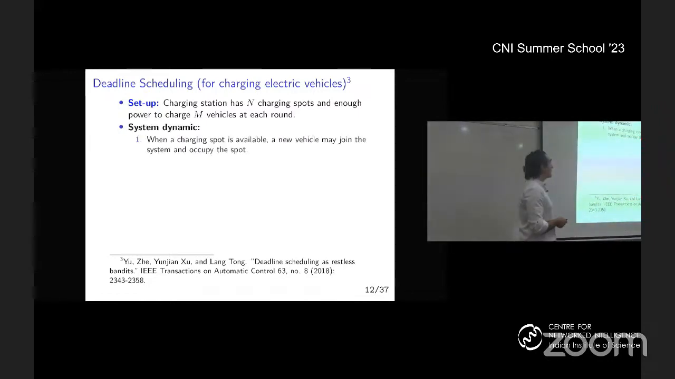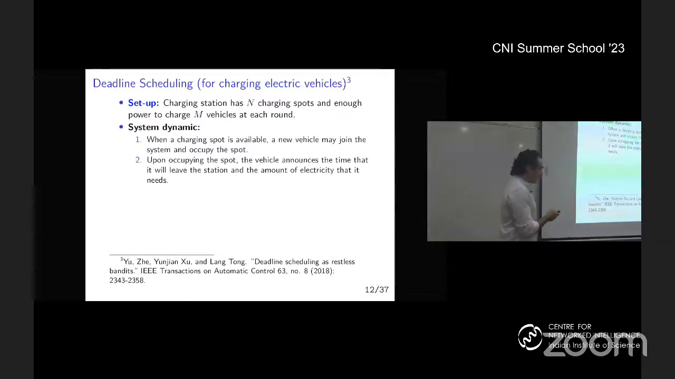So what we will assume is when a charging spot is available, a new vehicle may join the system and occupy the spot, right? I'm not saying that someone will always come when there is an empty spot. I'm just saying that with a certain probability, someone new will come, right?